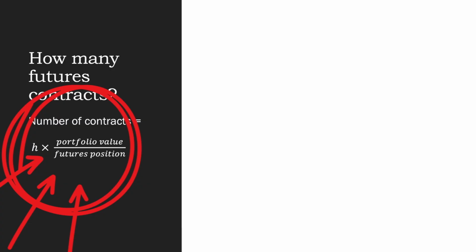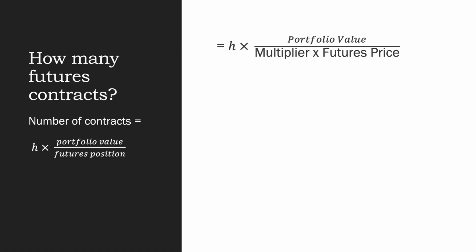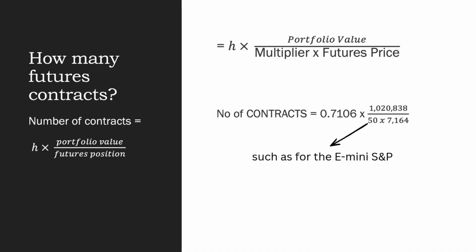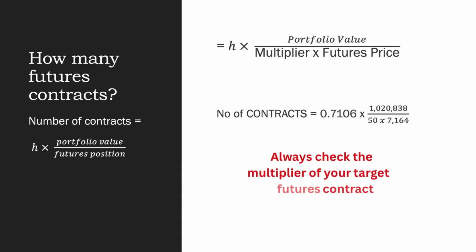And the futures contract value here in this case will be the multiplier times the futures price. So in our case, if we take a look at the portfolio value as of last date, it's 1,020,838. And then the multiplier is 50. And the futures price last time, which we're presuming is the price we got into the contract, will be 7,164. So the number of units per contract is 50 that we're using here, such as for the E-mini S&P futures. But in practice, for actual multipliers, please consult the futures contract you are exploring.